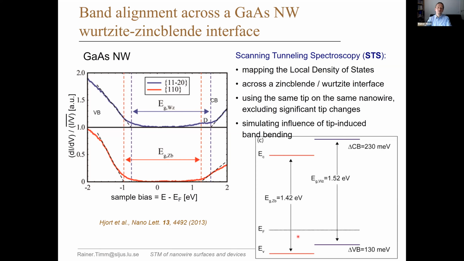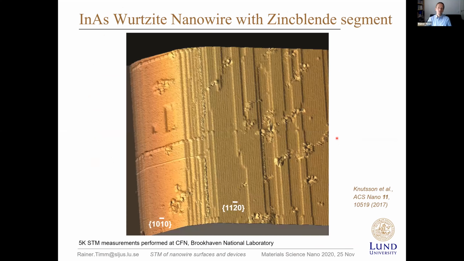Then the question came to us, since the structural transition can be very sharp, it can be at the atomic level, how well can we resolve the electronic shift, the transition between the wurtzite and zinc blende, also electronically, or how well is it defined, even if you have very small structural changes? So we went to low temperature measurements so that we have a better stability. This was done in the Brookhaven National Lab in the US.